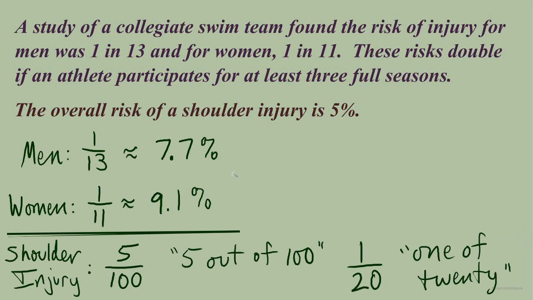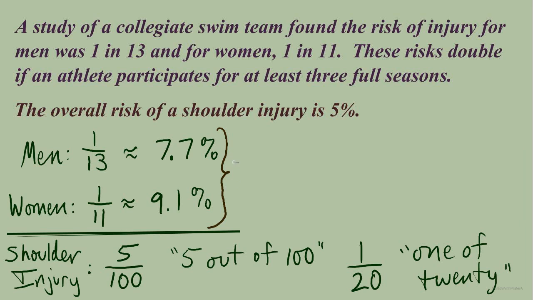If these athletes participate for at least 3 full seasons, then their risk doubles. So we could look at these percents and double them. A male swimmer who participates for at least 3 full seasons has a 15.4% risk of injury. A female swimmer's risk is 18.2%. And now let's look at how we could compare these two risks as a percent.